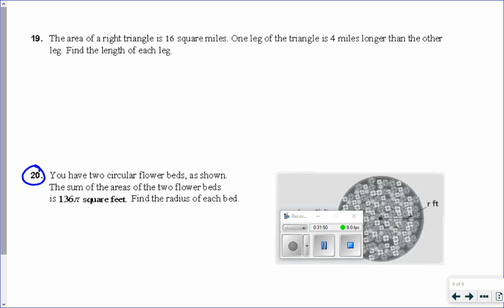Let's take a look at number 19. It says the area of a right triangle is 16 square miles. One leg of the triangle is 4 miles longer than the other leg. Find the length of each leg.